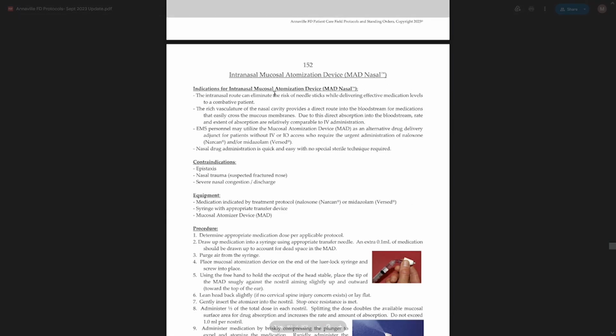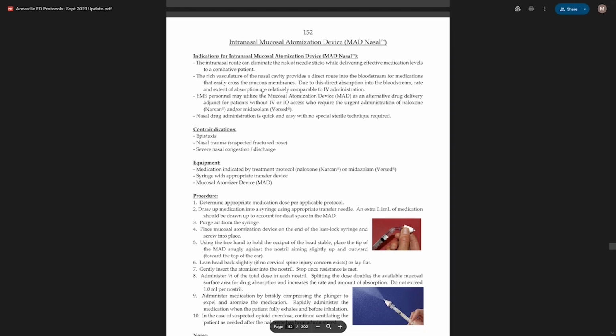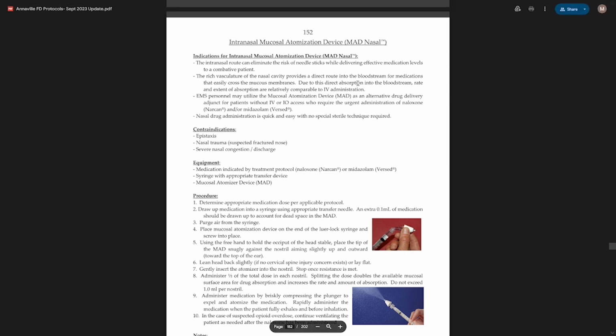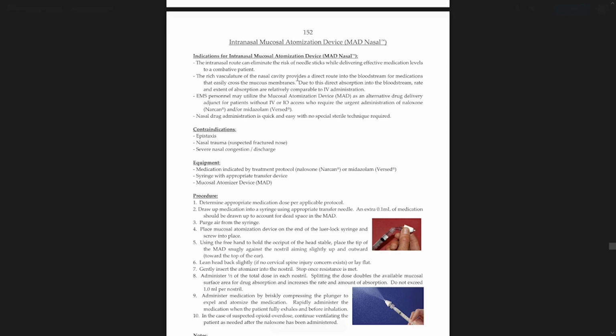For an intranasal mucosal atomizer device, or MAD device, an indication is that the intranasal route can eliminate the risk of needle sticks while delivering effective medication levels to a combative patient. The rich vasculature of the nasal cavity provides a direct route into the bloodstream for medications that easily cross the mucous membrane. Due to this direct absorption into the bloodstream, rate and extent of absorption are relatively comparable to IV administration.